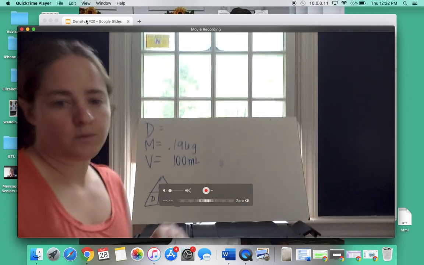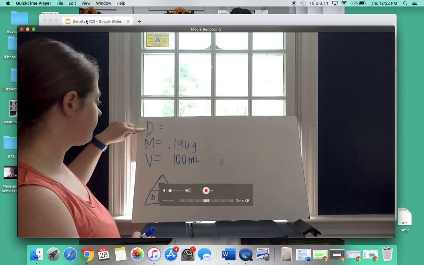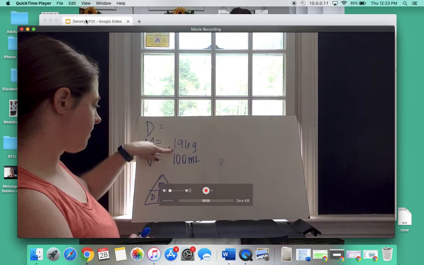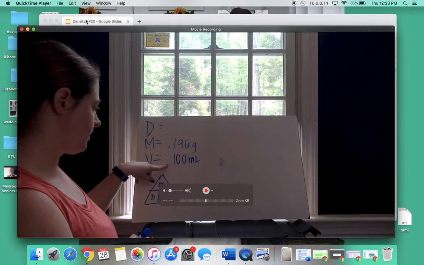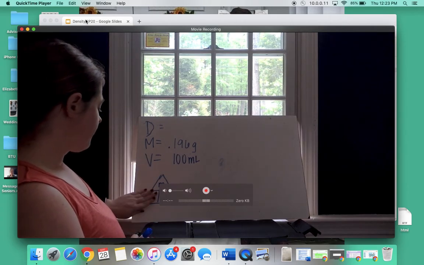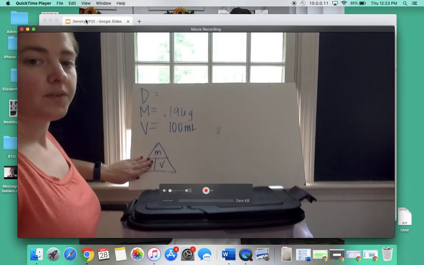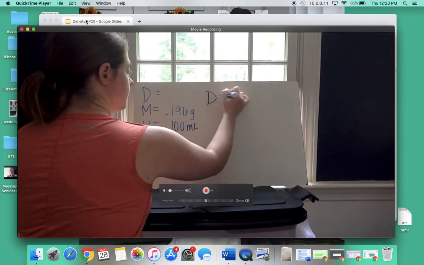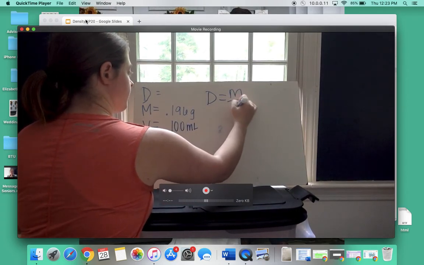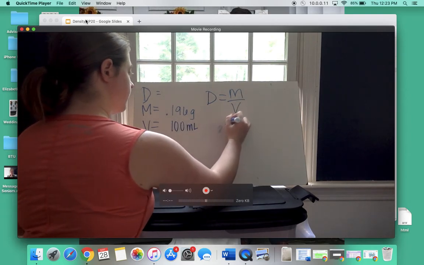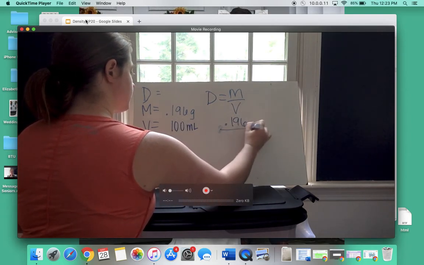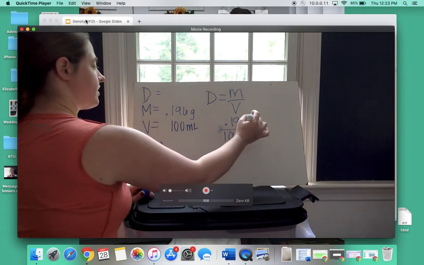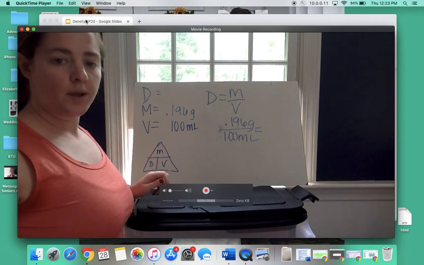So here I filled in what I already knew. I knew I was solving for density, so I left that blank. My mass was 0.196 grams. My volume is 100 milliliters. So I know that if I cover up the D, it's mass divided by volume. So I'm going to do D equals m over v. I can now plug in my numbers, 0.196 divided by 100. I can put it in my calculator and I can solve.